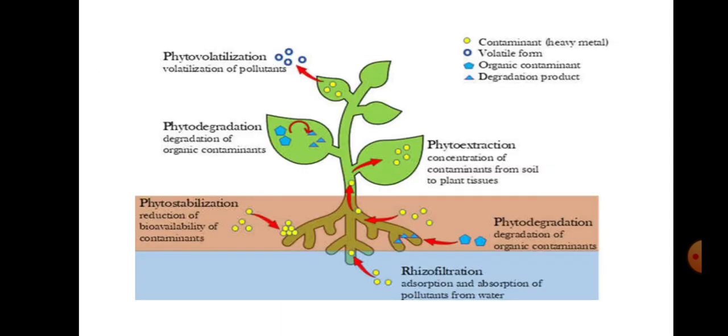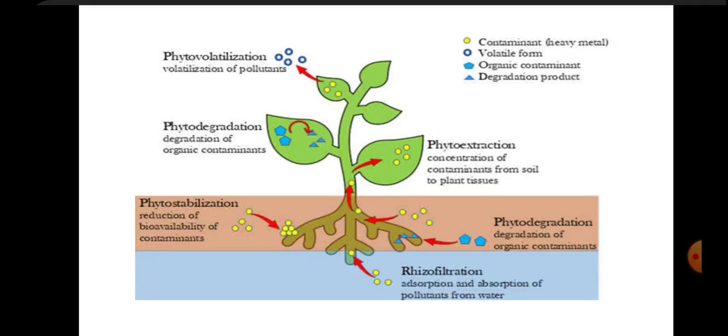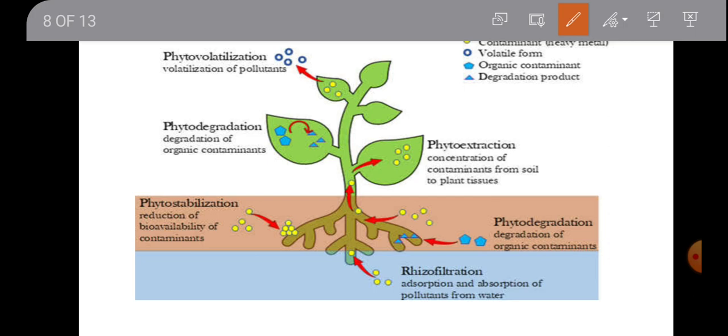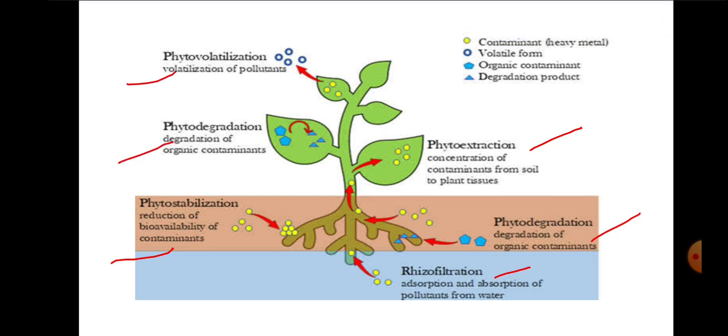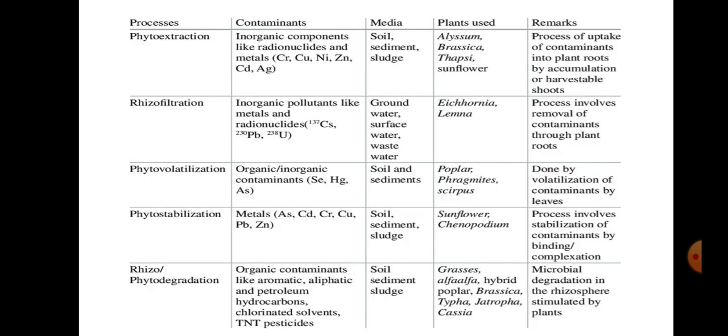As we can see in this diagram, different techniques are there. There is phytoextraction, phytodegradation, rhizofiltration, phytostabilization, phytodegradation, phytovolatilization. Now there is a table. By this table we can clearly understand the techniques that occur in phytoremediation.